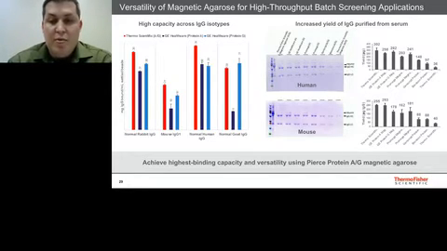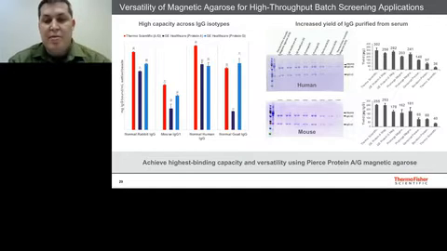In both human and mouse sera, the protein AG magnetic agarose beads had equivalent or higher capacity while also having a purity that is higher or equal to the competitive resin. However, one aspect of working with magnetic resins that truly makes it efficient is the magnetic supports can be automated.